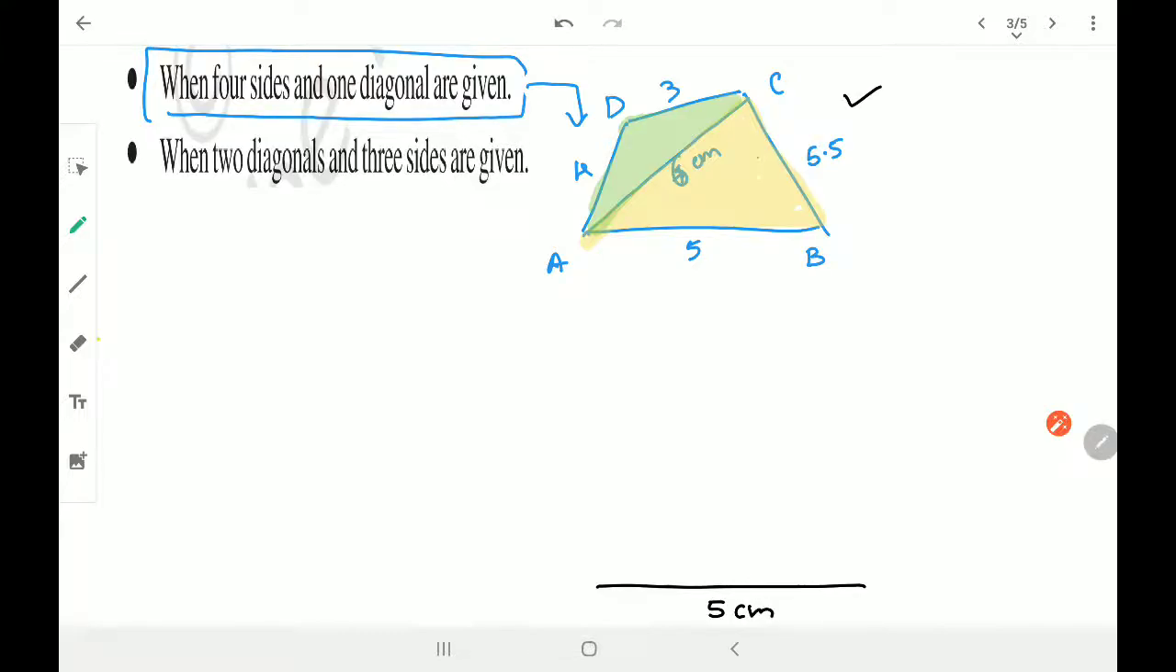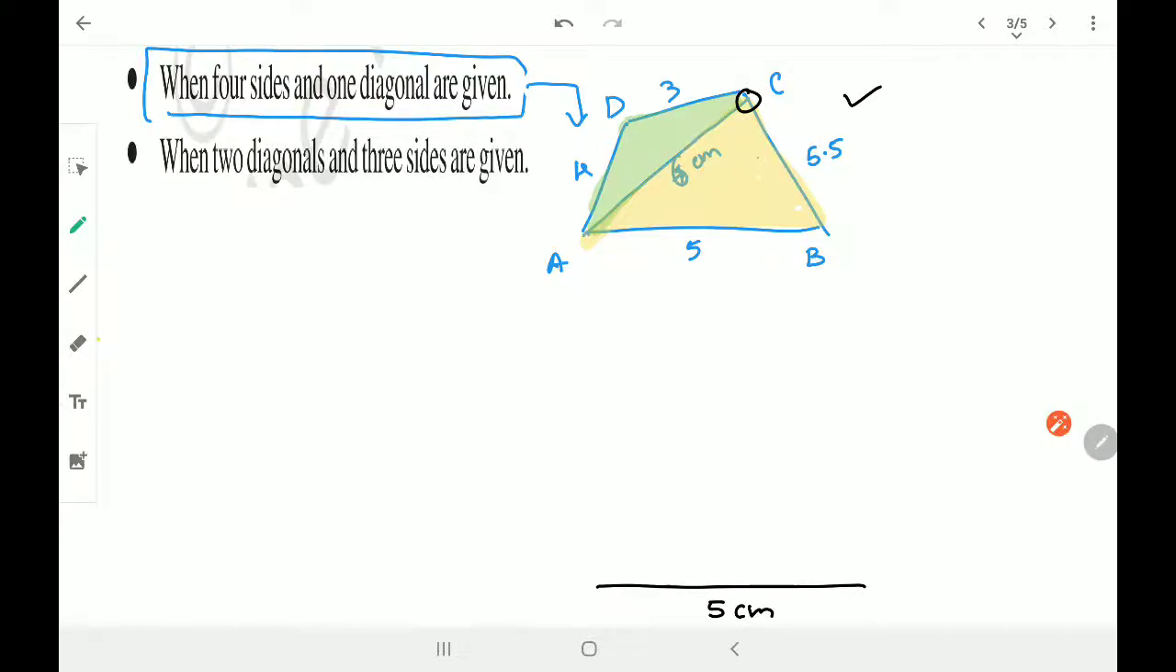When I look at the rough diagram, it's very clear I have to locate point C now. Forget about the green triangle. I'm just looking at the yellow triangle, so forget about point D and all. I'm just going to work on point C.